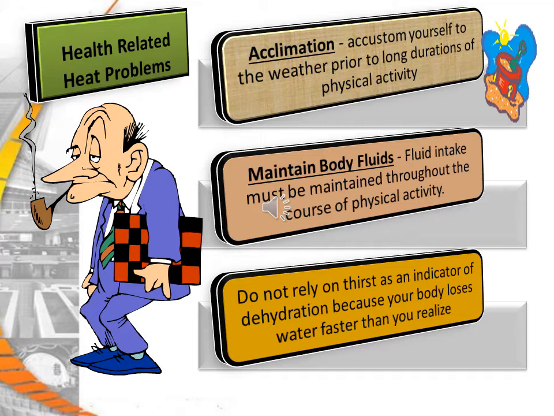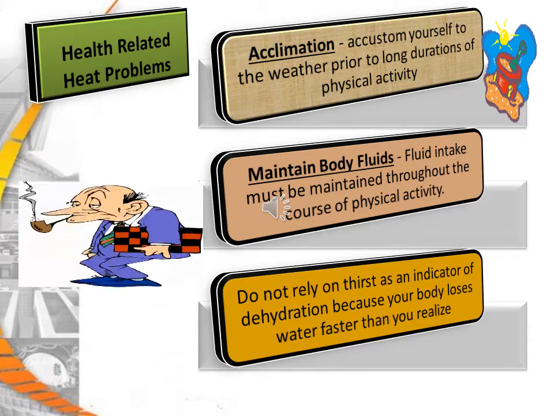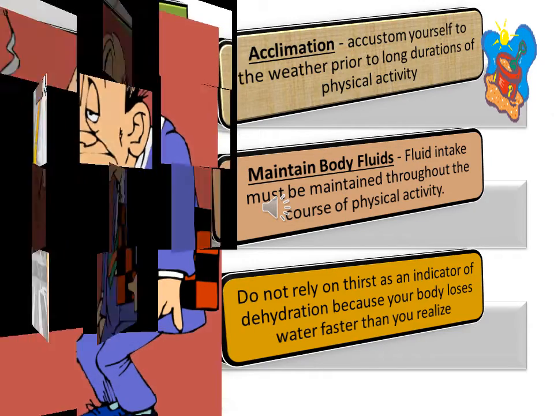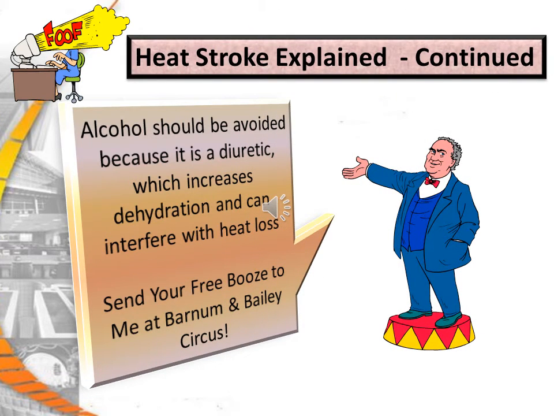Health-related heat problems explained. Of course, acclimation, accustoming yourself to the weather prior to long durations of physical activity, is one way of dealing with heat-related problems. Maintaining your body fluids: fluid intake must be maintained throughout a course of physical activity. Do not rely on thirst as an indicator of dehydration, because your body loses water faster than you realize. Alcohol should be avoided because it is a diuretic, which increases dehydration and can interfere with heat loss.